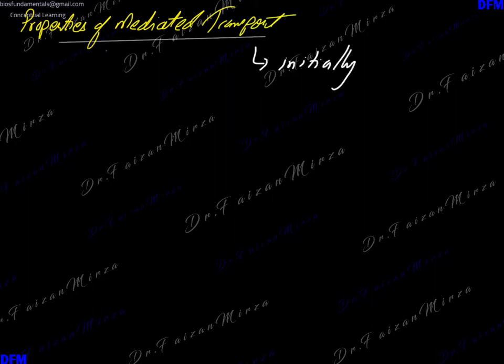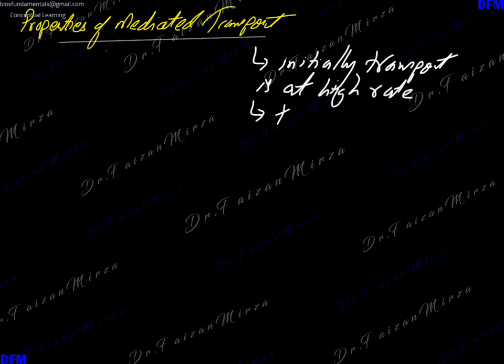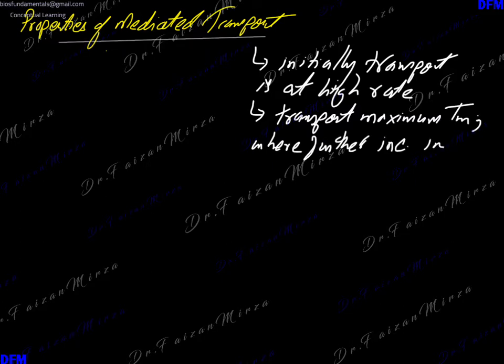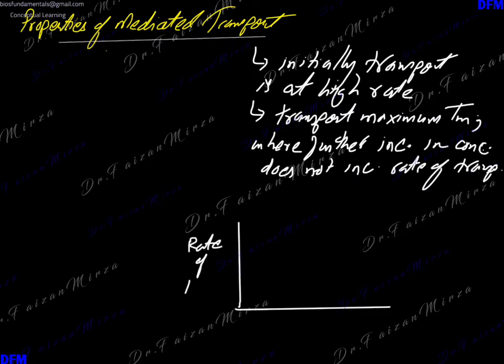What are the properties of mediated transport, which means transport occurring through the membrane proteins? Initially, the transport rate is very high because the movement is occurring at a very fast rate, but soon a transport maximum Tm is reached, where further increase in the concentration will not increase the rate of transport further.